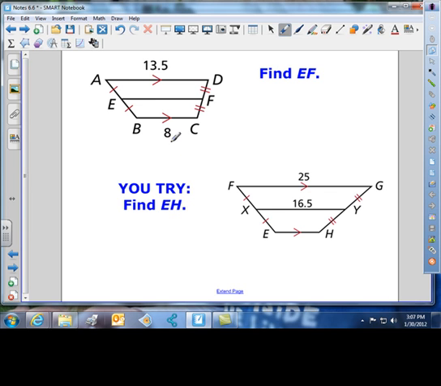So here we have this trapezoid ABCD. This base is 13.5, this base is 8. We need to find EF. So what I'm going to do is take half of 13.5 plus 8, which is 21.5. So if I take half of 21.5, that would give me 10.75.